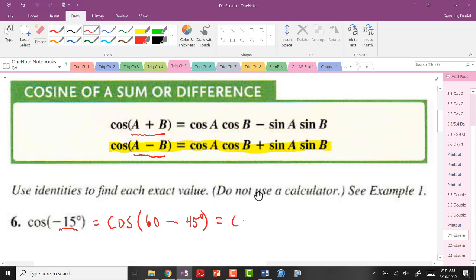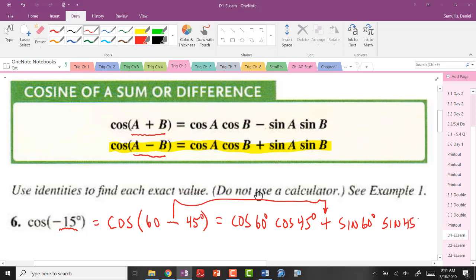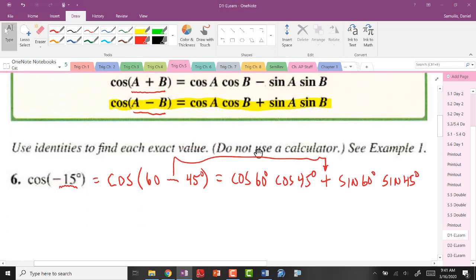Formula usage says 60 goes here, 45 goes here, plus cosine, the signs are different, helping you on that memorization. And then sine of 60, sine of 45. That's why I like this chapter too. It goes back to you hammering down what's the cosine of 60, what's the cosine of 45, and sine, and so on and so forth.